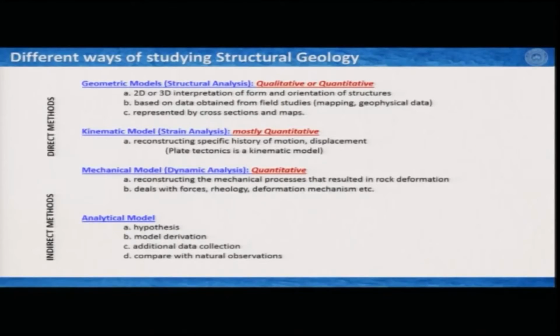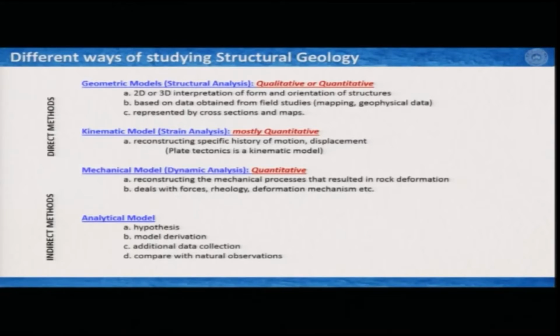Kinematic model, on the other hand, is the next stage of geometrical model, where a structural geologist, after constructing the geometric models, tries to understand what are the different motions at different parts of the structure, that is, which part has moved which way relative to the other parts. That helps you in the next stage to understand the deformation, displacement, motion of things. You can imagine plate tectonics, which actually deals with the motion of the plates, is a kind of kinematic model.